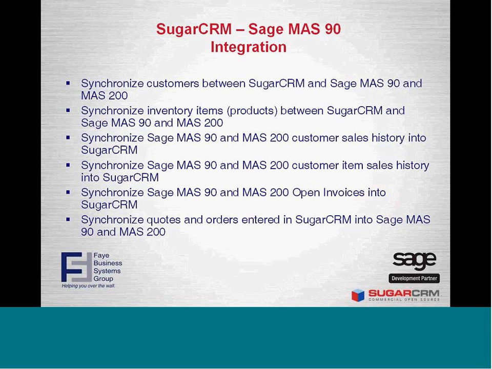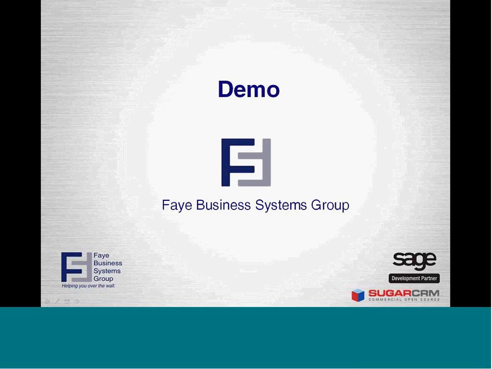A bullet point list of the things the integration application currently does. Currently can synchronize customers between the two apps, synchronize inventory items, synchronize customer sales history, synchronize customer item sales history, synchronize open invoices from MAS into Sugar, and then for quotes and orders entered in Sugar, they will go into MAS 90 or MAS 200. And at this point, let's do a demo, okay? We'll get into the application and we can look at some of the functionality and see how it works.